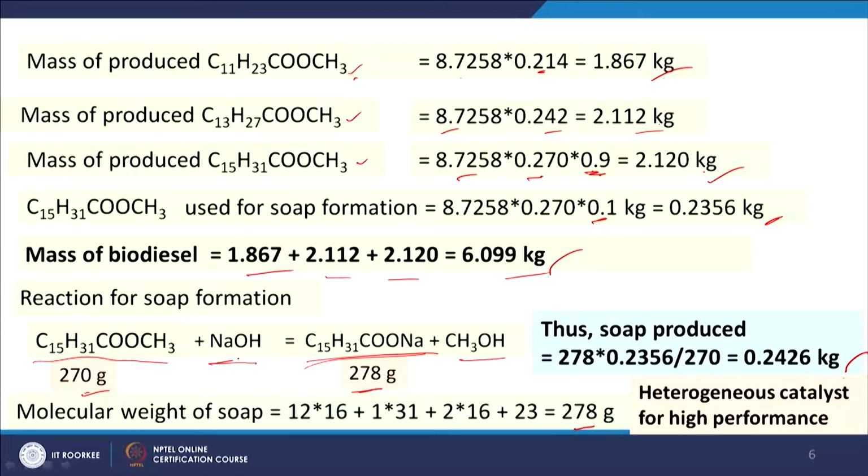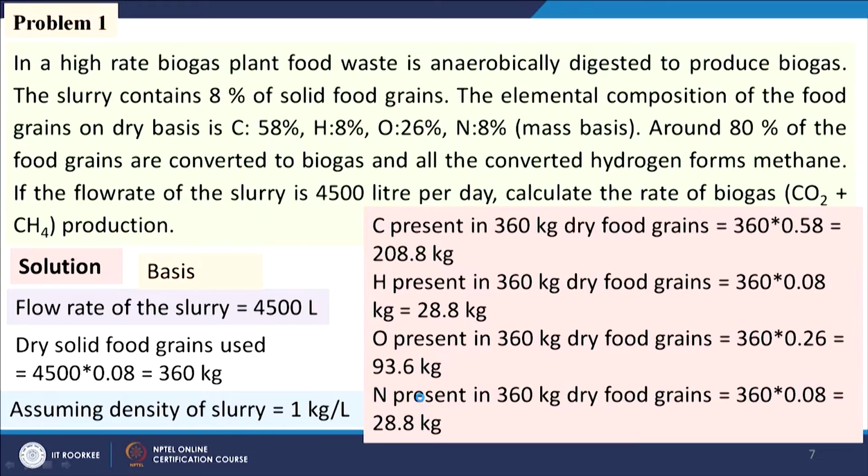So, how can we improve the efficiency? We can use a heterogeneous catalyst. Here we have used a homogeneous catalyst, so soap formation is there, but if we use a heterogeneous catalyst, soap formation will not be there, and we will get improved performance of the process.